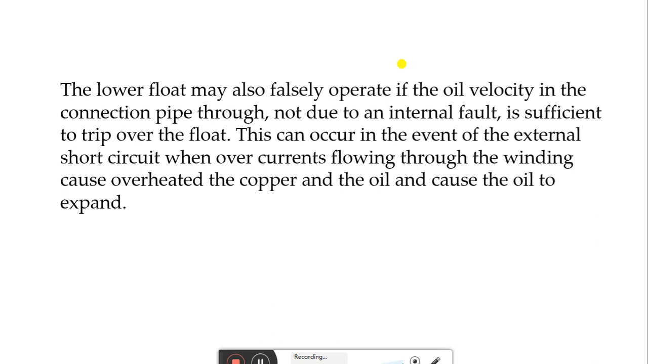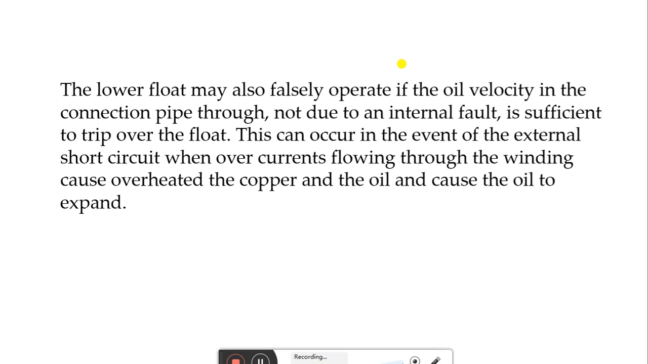This can occur in the event of an external short circuit, when overcurrent flowing through the winding overheats the copper and oil and causes the oil to expand. So during short circuits or overcurrent flow, this will cause the oil to heat up and expand inside the tank. Then this may cause the Buchholz relay to operate.